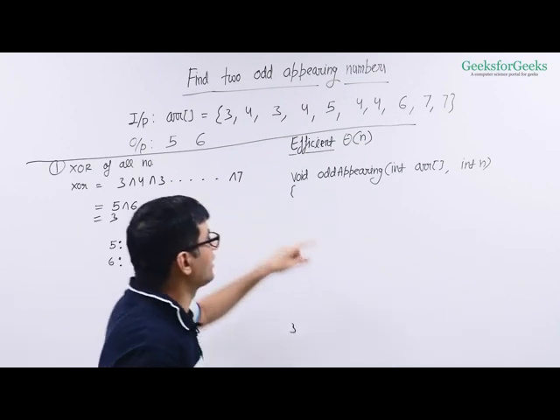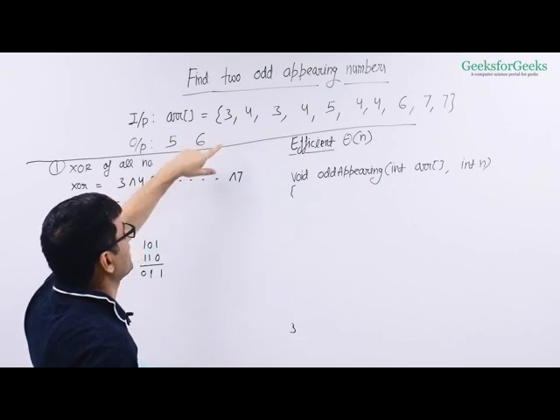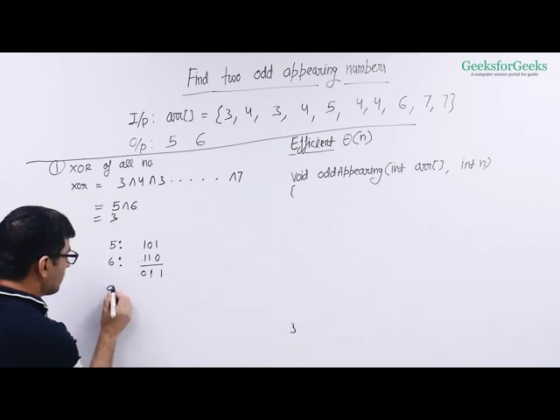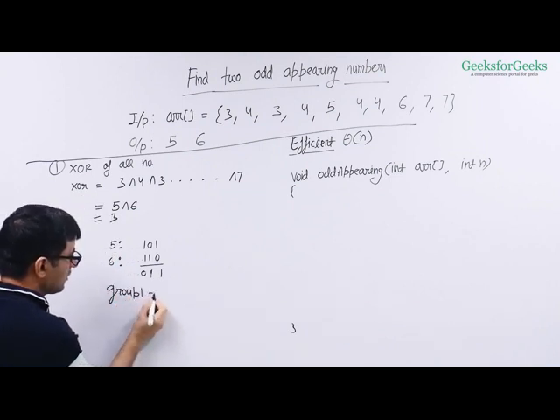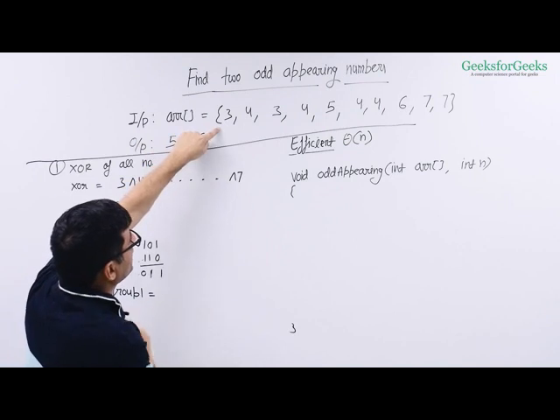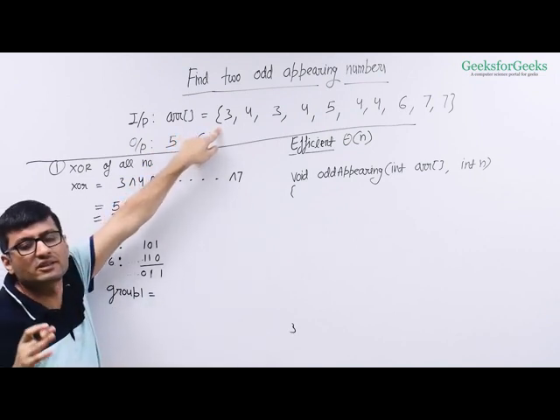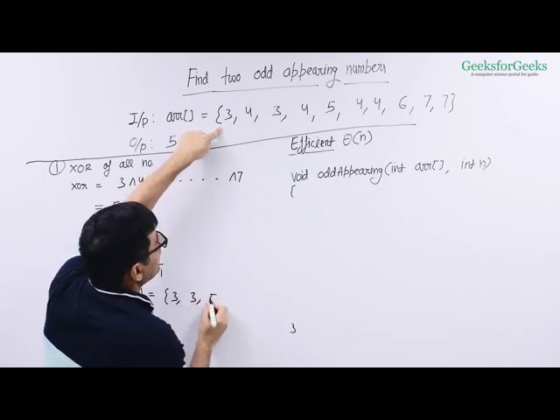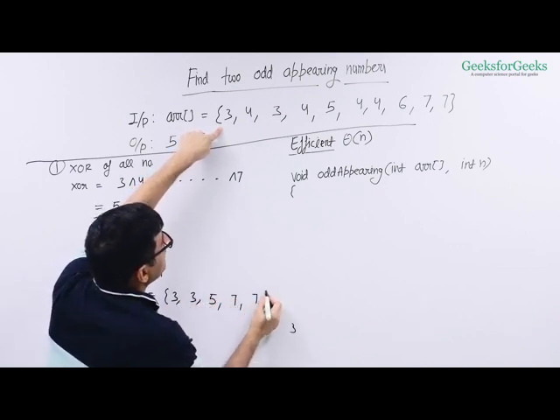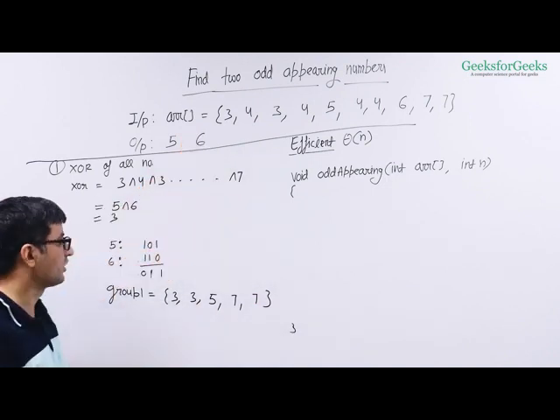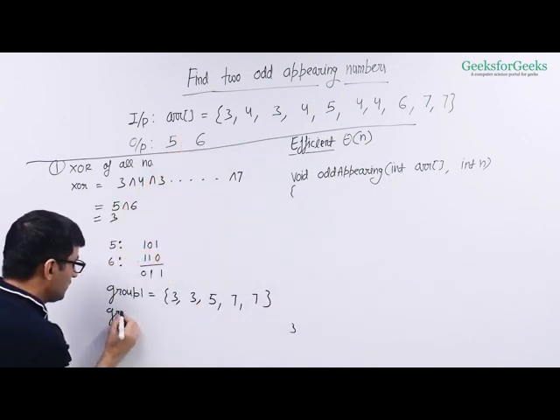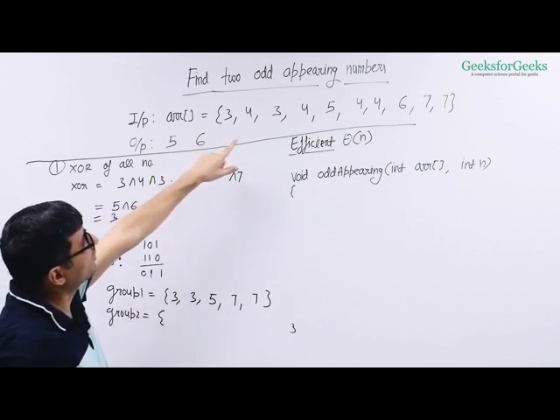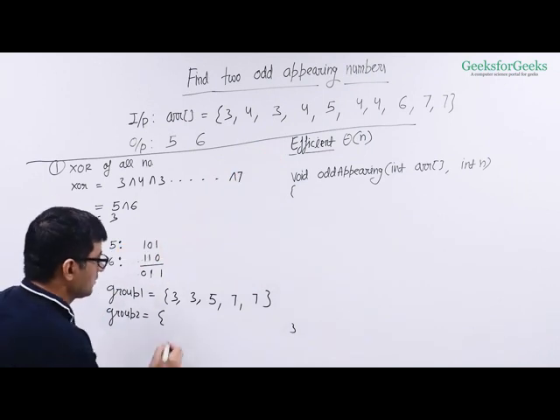So what will happen if you divide into two groups? One group has the last bit set and one group does not. Let's say group 1 is the group that has the last bit set. So your group 1 is going to be 3, 3, 5, 7, 7. Right? This is your group 1. And what is your group 2? Group 2 is going to be 4, 4, 4, 4, 6.